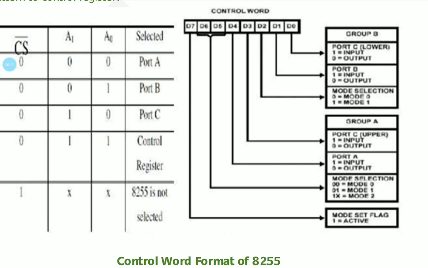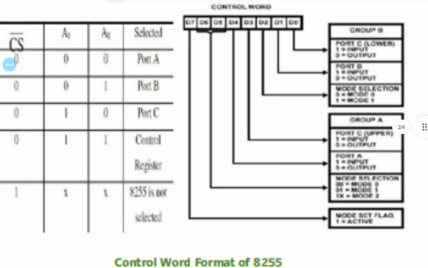So you have a total of 8 control bits, D0 to D7. D7 is used to select either BSR mode or IO mode. If D7 is equal to 1, it acts as IO mode or IO port, and if D7 is equal to 0, it acts as BSR mode. And the remaining bits are used for group A and group B.